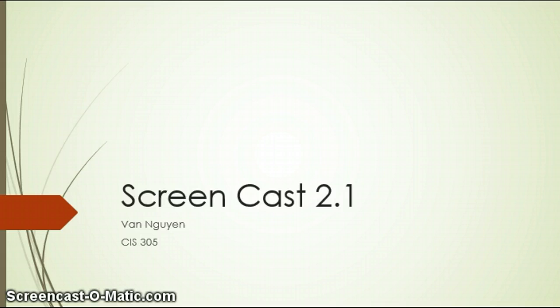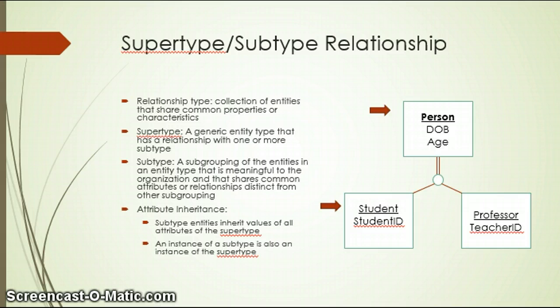In this video, we will talk about supertype and subtype relationships. Relationship types are a collection of entities that share common properties or characteristics. Supertype is a generic entity type that has a relationship with one or more subtypes. Subtype is a subgrouping of the entities in the entity type that is meaningful to the organization and that shares common attributes or relationships distinct from other subgroupings.